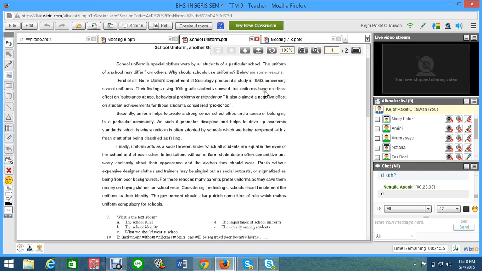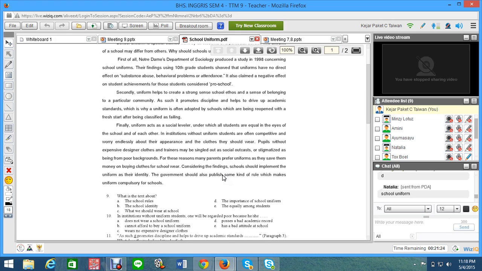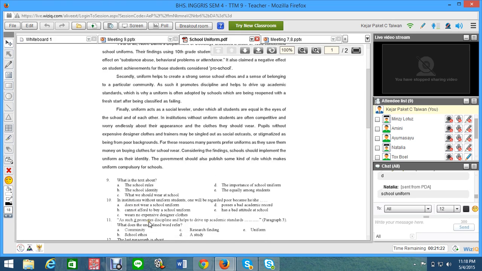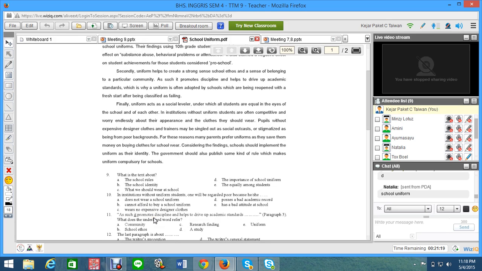So how do you know that? You can see it also from this thesis. School uniform is special clothes worn by all students of particular school. The uniform of school may differ, but why should school use uniform? Okay, so it's about the school uniform. Jadi ini seperti inilah contoh UAS nanti kalian.